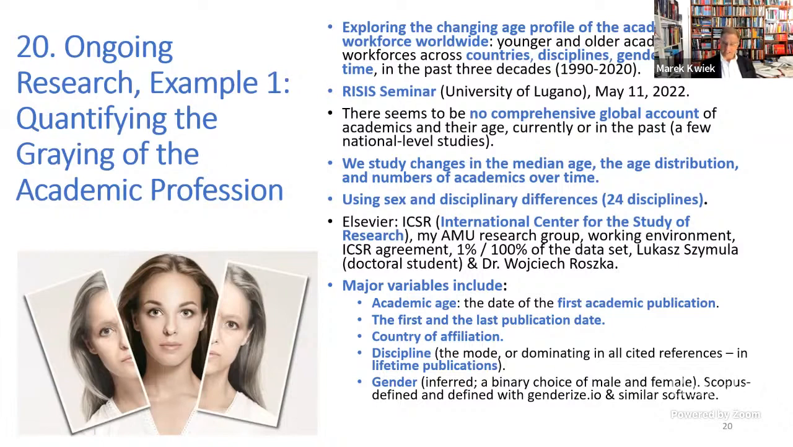I'm not going to discuss the variables except maybe for one, discipline. How do we find discipline for millions of scientists? Just to give you an example, we take lifetime publications and we take references from all publications lifetime, and publications are attached to journals and journals are attached to disciplines. So we take the mode, the dominating discipline in all cited references. It's just an example of how you work with big data. So this is example one.